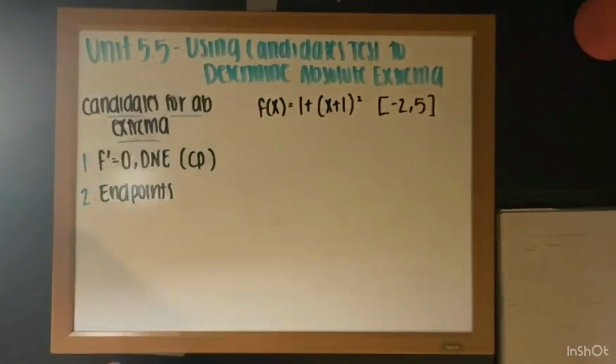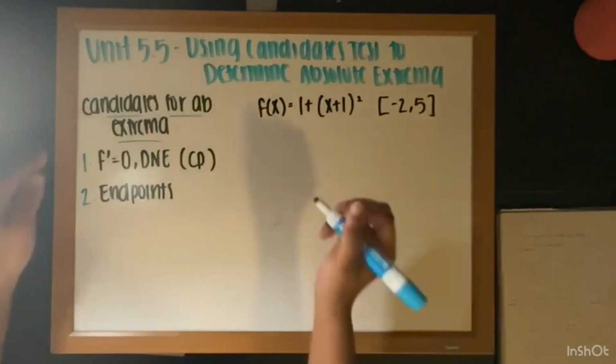If I have f of x equals 1 plus (x plus 1) to the power of 2 on the interval negative 2 to 5, the first thing I want to do is find my critical point. To find your critical point, you want to take your derivative and set it equal to 0.